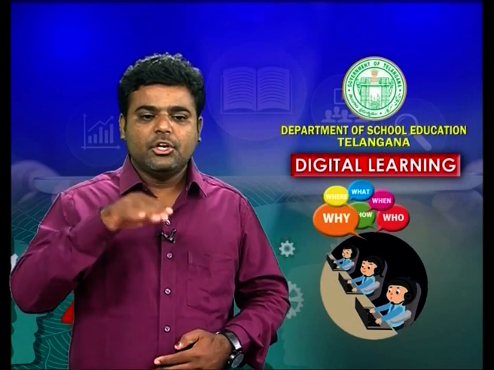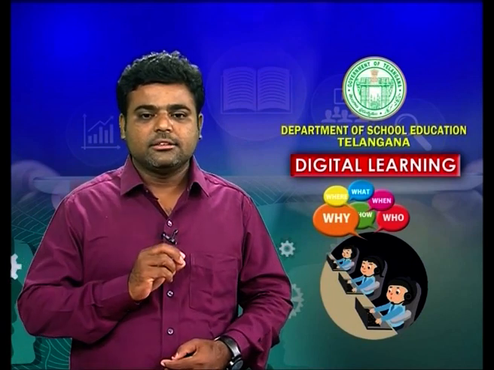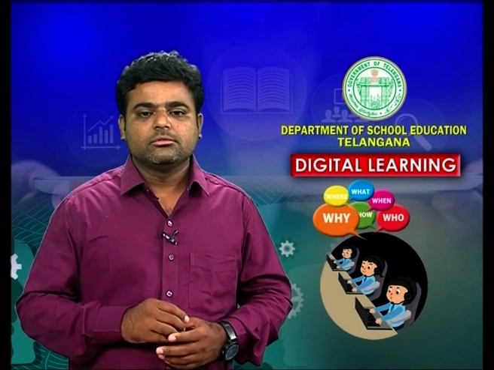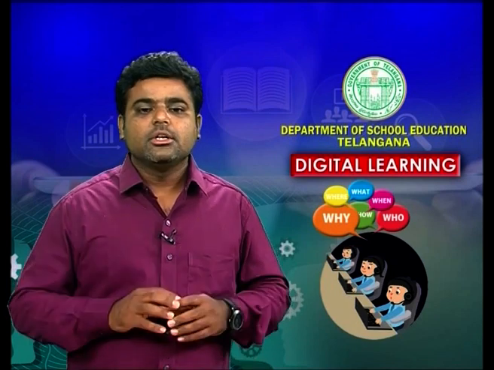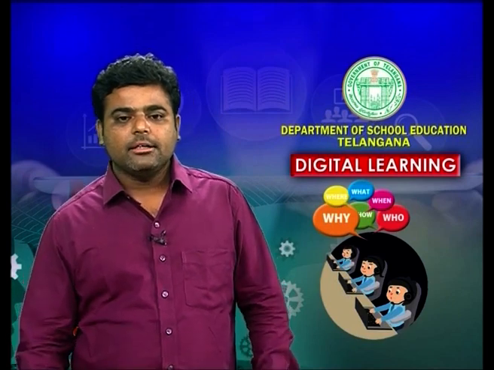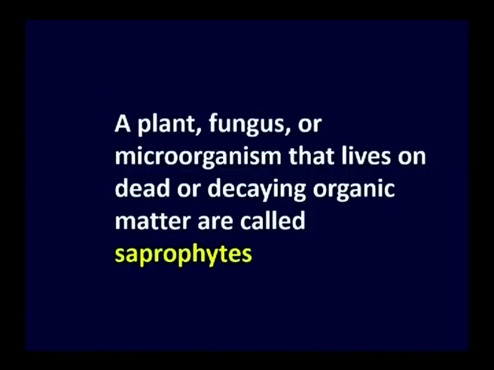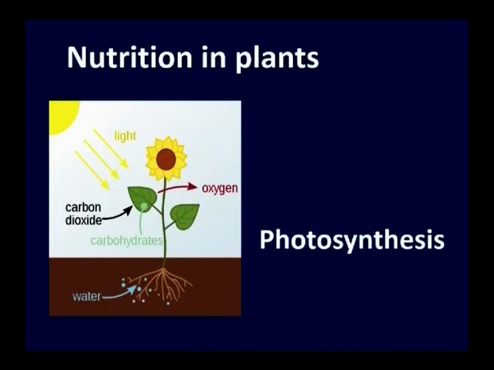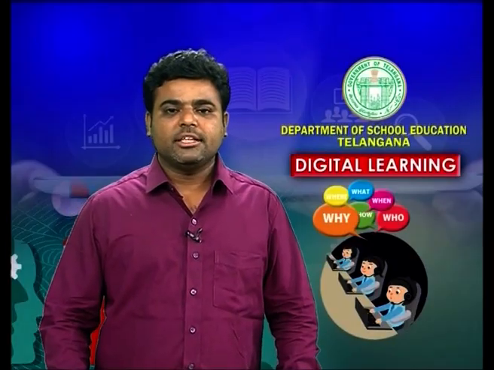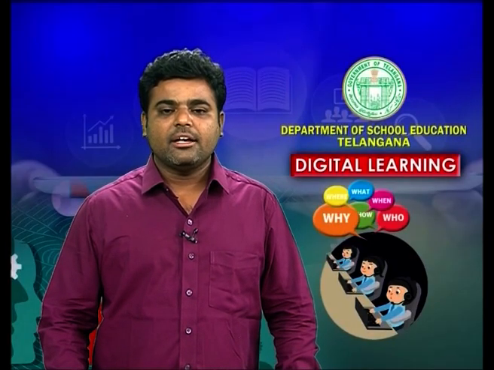root-like structures into the host and releases chemicals, converts solid into liquid and absorbs it into their body. This type of obtaining nutrition is called saprophytic nutrition, and these organisms are called saprophytes. Depending on dead and decaying material and getting nutrients, they are called saprophytes, and this type of nutrition is called saprophytic nutrition. Now let's discuss the photosynthesis process in autotrophs like plants.